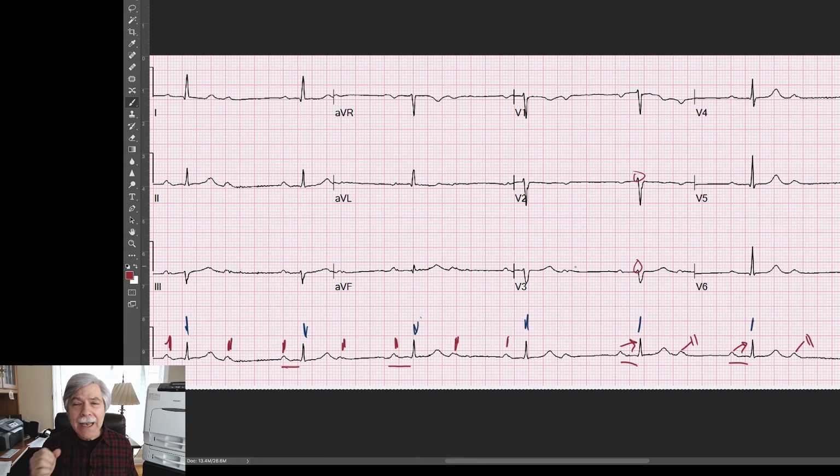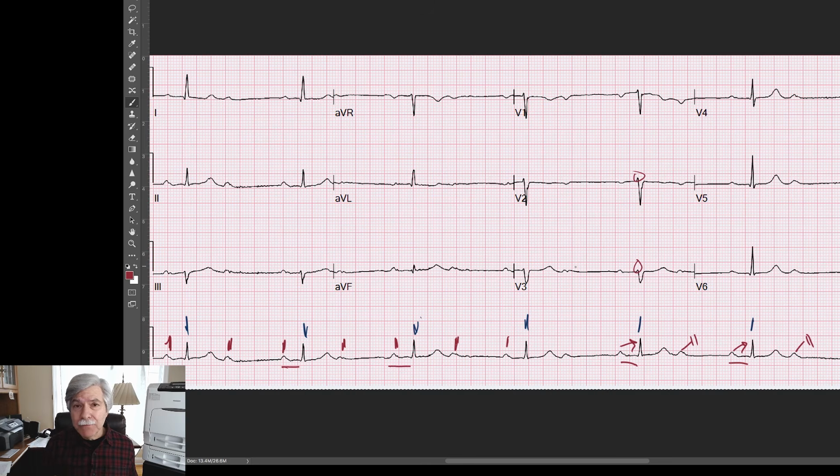So Wyatt's got it. Wyatt, good job. High grade AV block. It's second degree, which is where some of the P waves conduct. So you have first degree where all the P waves conduct, third degree where none of the P waves conduct, second degree where some of the P waves conduct, and then you have type 1, type 2, and high grade. So what do we mean by high grade?